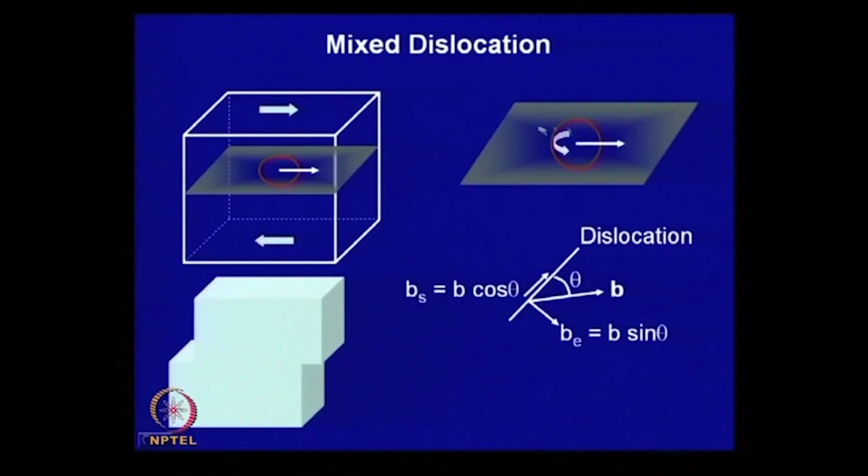Now, suppose this is the slip plane, and you look at the dislocation. Take a segment of this, say this is the dislocation direction, the vector that represents the dislocation line, and this is the Burgers vector. If it subtends an angle theta, the component b cos theta is the screw component of the dislocation. This is the Burgers vector for screw, and this is the Burgers vector for an edge dislocation.